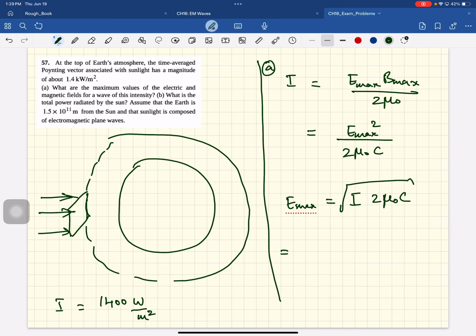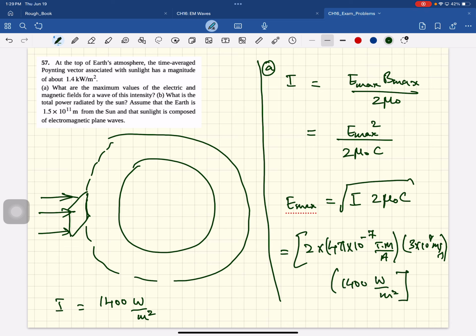So let's figure that out. 2 mu naught is 4 pi times 10 to the minus 7 Tesla meter per amp. C is 3 into 10 to the 8 meters per second. And intensity is 1400 watts per meter square. All that to the power half. So this is the electric field in sunlight, 100 kilometers above the surface of the Earth.